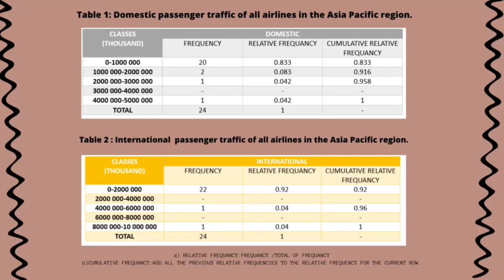Table 1 shows the domestic passenger traffic of all airlines. To construct the graph, we need to find the relative frequency and the cumulative relative frequency by dividing the domestic airline traffic into certain range classes, which is 100,000 per class.